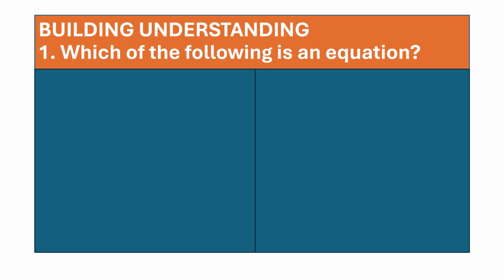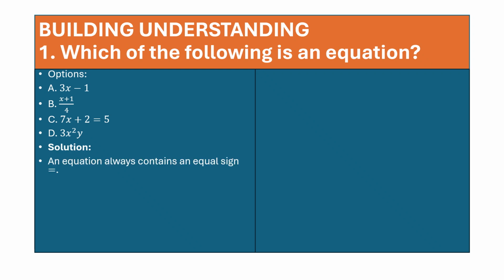Let's see building understanding. Now, which of the following is an equation? Options are given to you. How are we going to find which is the equation? Remember, an equation always contains an equal sign. So here if you see, the option is C, because its sign is what? Equal. Equal sign has been mentioned here. So that's an equation, option C.